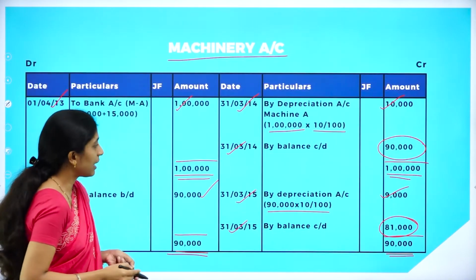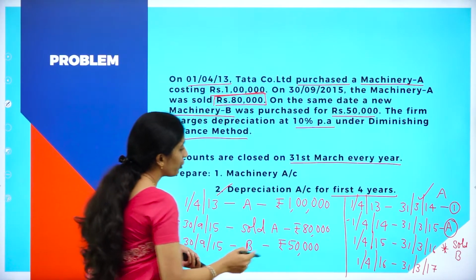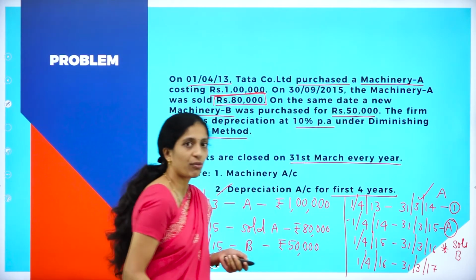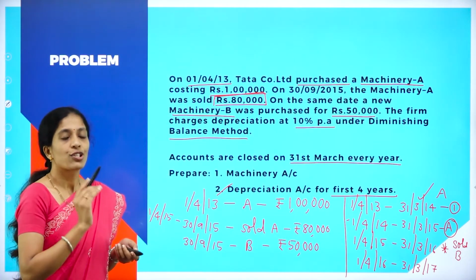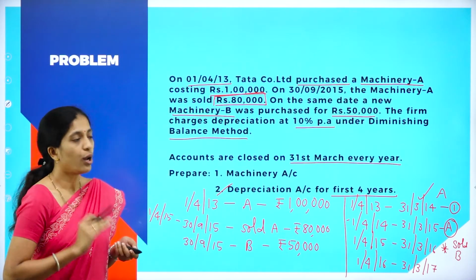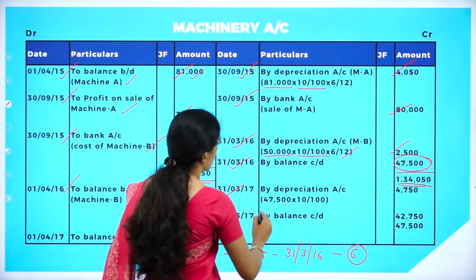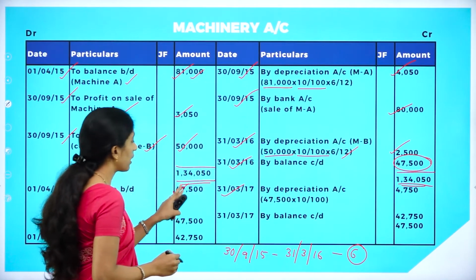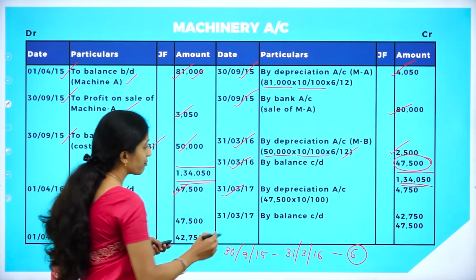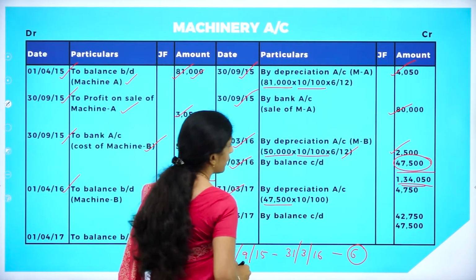In the fourth year, nothing had happened. In the fourth year, machine B was there for the whole year, correct? So we have to charge depreciation for the whole financial year. So how to record? 31st-3-2017, by depreciation account, the value of machine B is 47,500 into 10%.